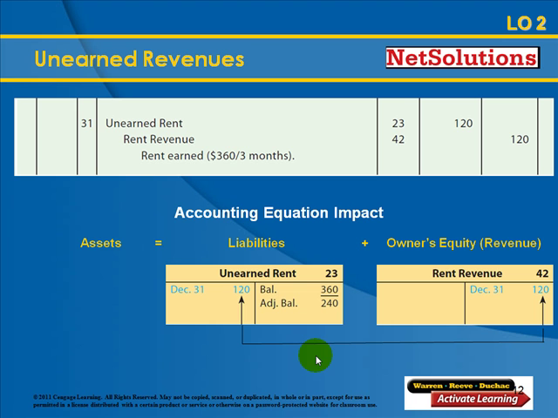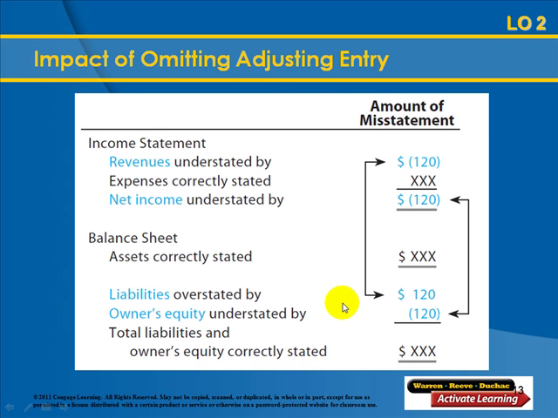The effect on the accounting equation, we decreased the liability and we increased revenue. The impact of omitting this adjusting entry, revenues will be understated, net income will be understated, liabilities will be overstated, and the owner's equity account will be understated.